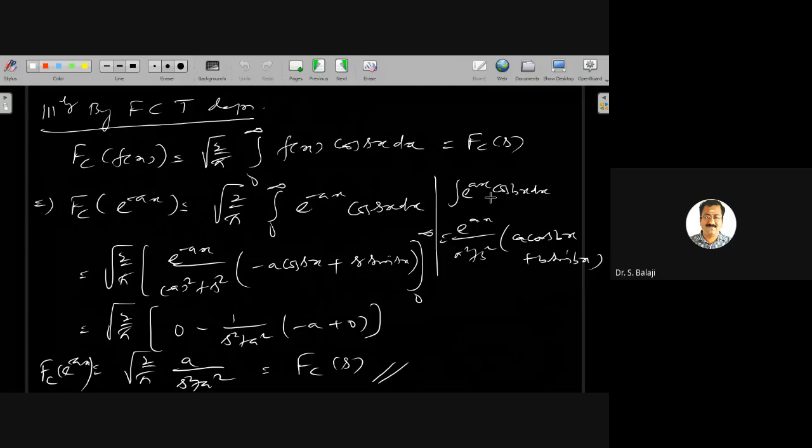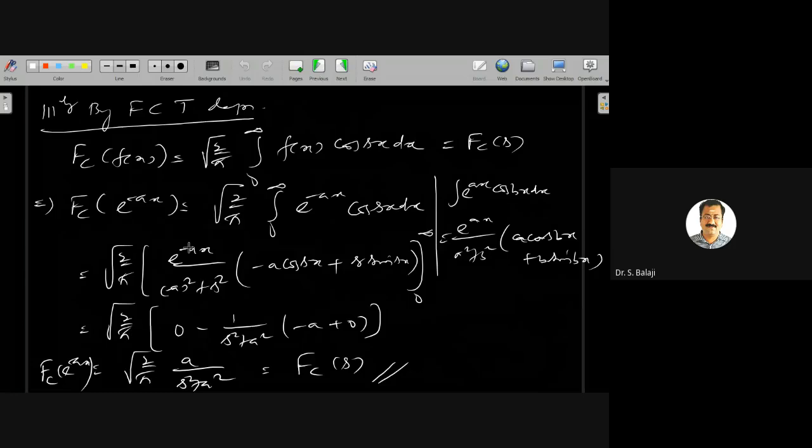Then you know the formula for the integral of e power ax cos bx dx. It is equal to e power ax by a square plus b square, times (a cos bx plus b sin bx). For the sine case you get a minus here: sin starts with sin and here cos, but here cos starts with cos and here sin. But both are plus a cos bx plus b sin bx. Or you can use the formula root of 2/pi, 0 to infinity, e power minus ax by a square plus s square, times (minus a cos sx plus s sin sx).